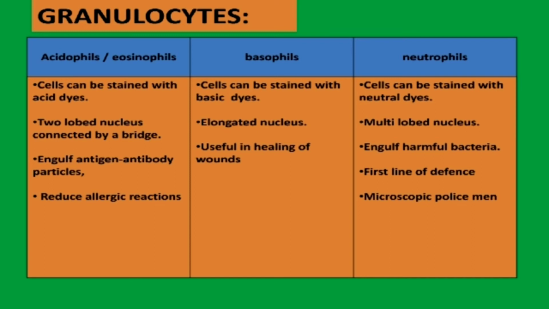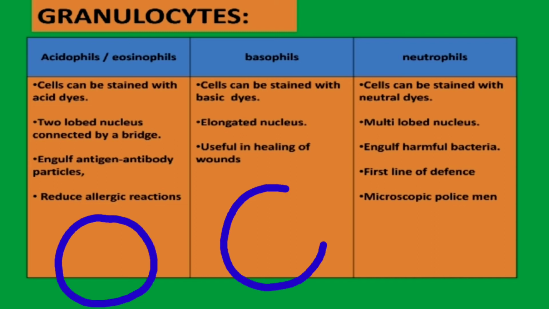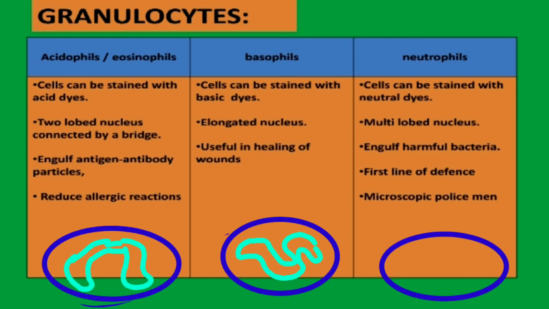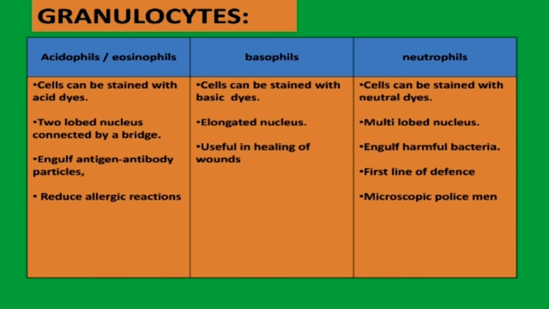The nucleus shape is very important. In the acidophils, the lobed nucleus is connected by a bridge, and you can observe it in the diagram. In the basophils, an elongated, S-shaped nucleus is present, and in the neutrophils, a multi-lobed nucleus is present. The function is very important: they engulf antigen-antibody particles. When an antigen enters the body, it binds to the antibody produced in our body, and these materials are engulfed by the eosinophils, which also reduce allergic reactions.